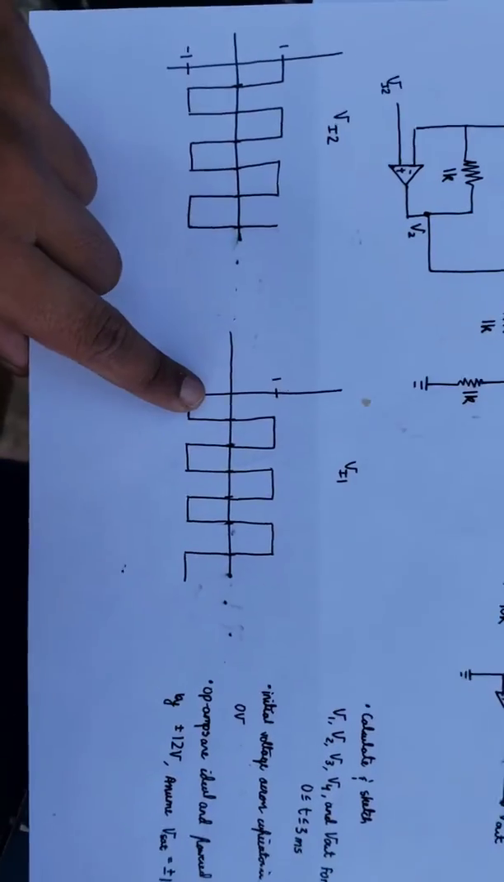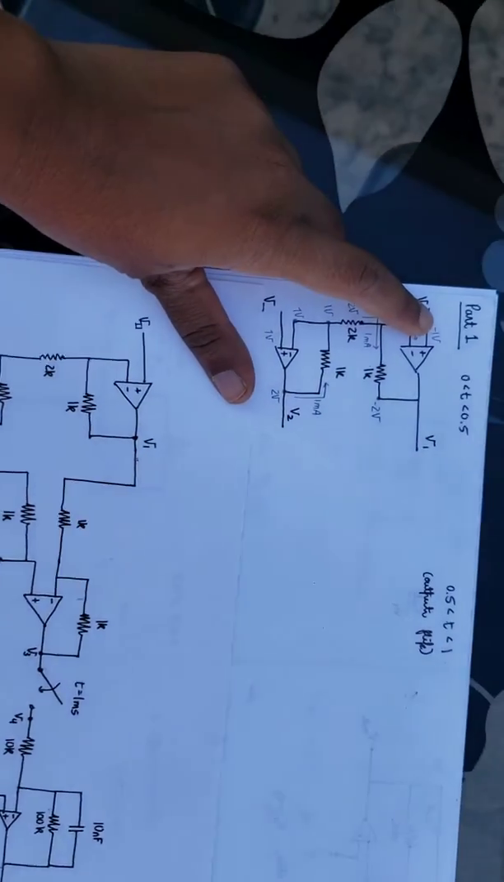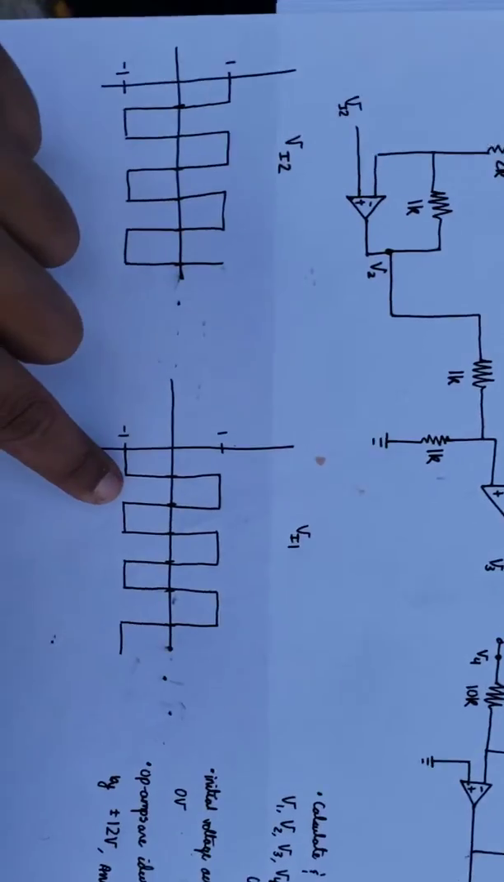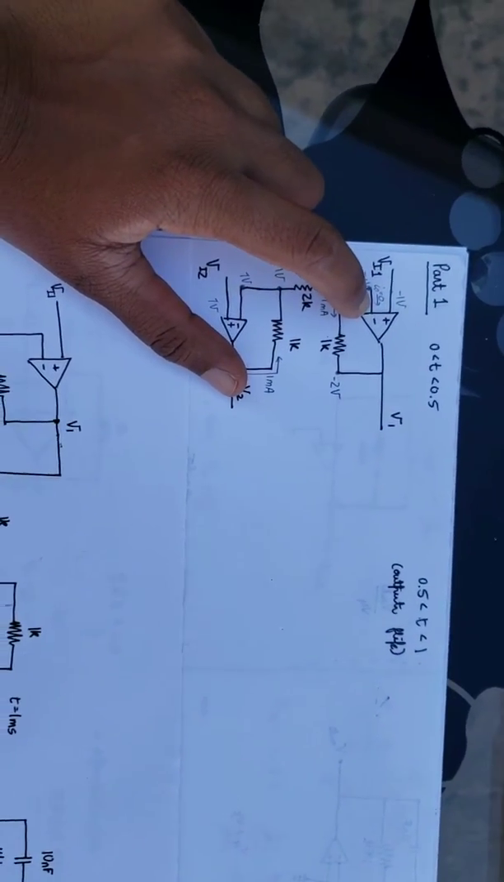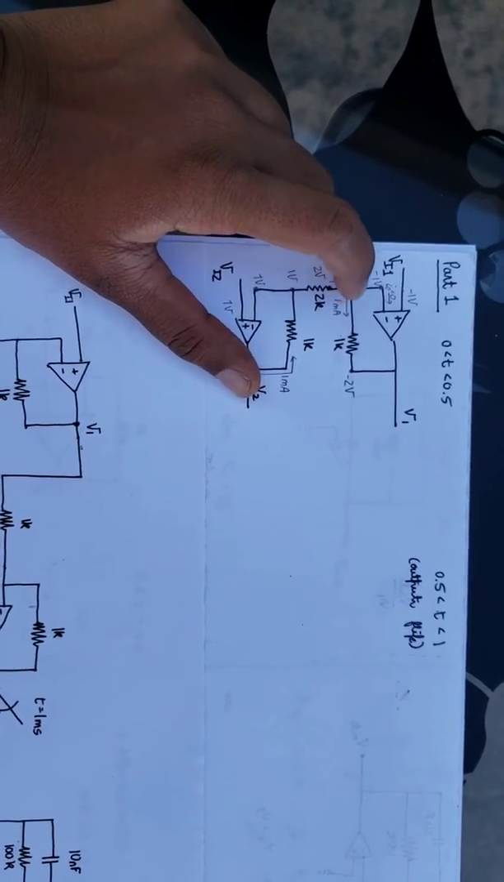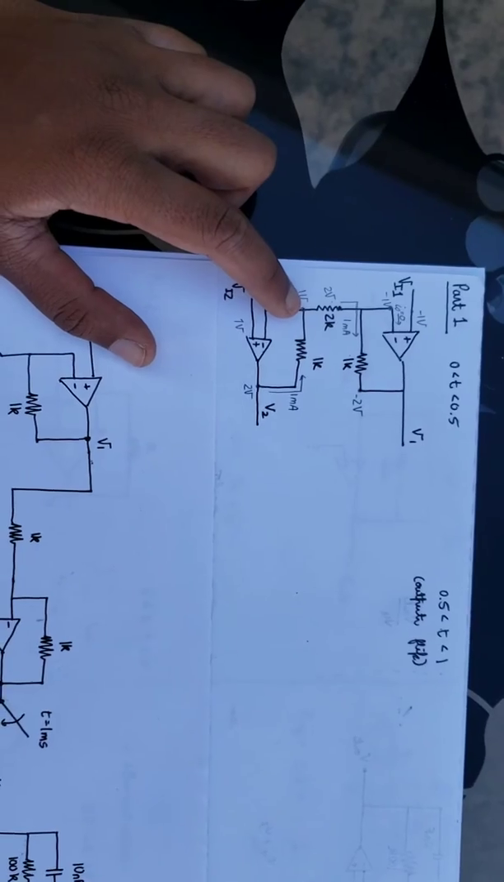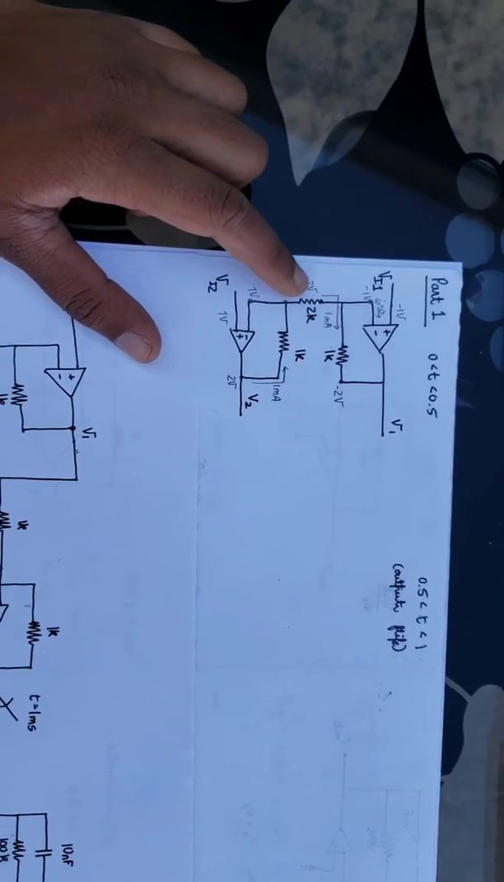The same holds for Vin1. We have negative 1 volt going in here, so therefore we must also have negative 1 volt going in here. This node will also be negative 1 volt. So here we have 1 volt and negative 1 volt. Therefore, the drop across this resistor will be 2 volts.